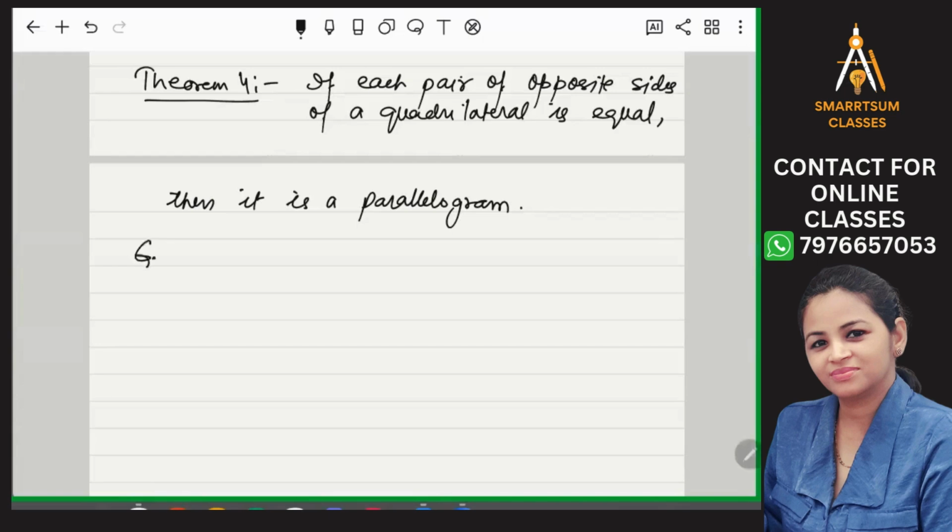So very first, we should write what is given. Given is a quadrilateral whose opposite sides are equal. This is given, isn't it, Rudra? Are you getting it? Yes, ma'am, this is given.